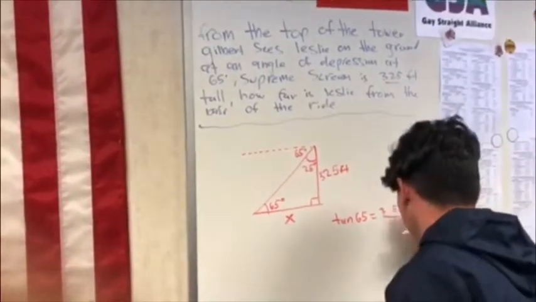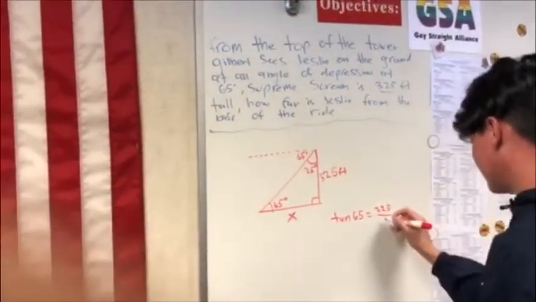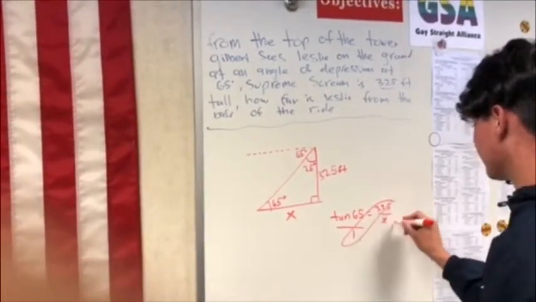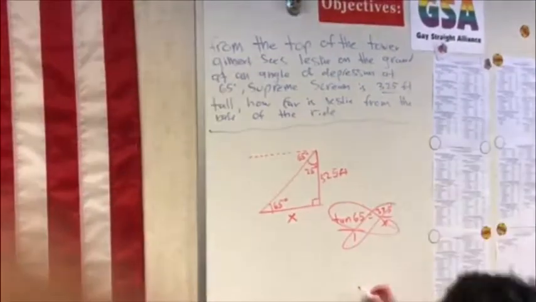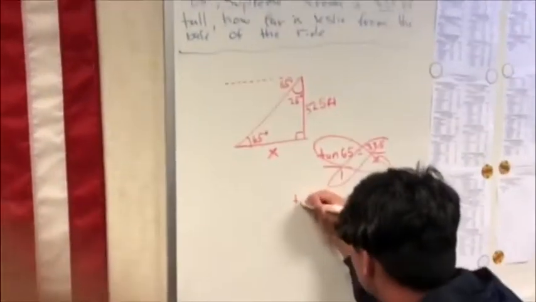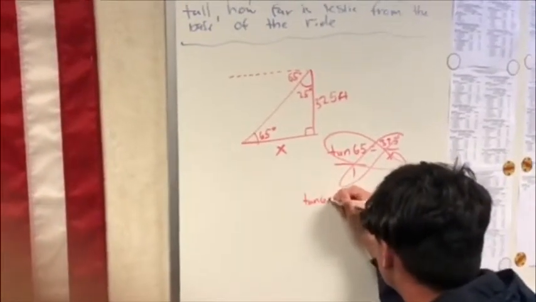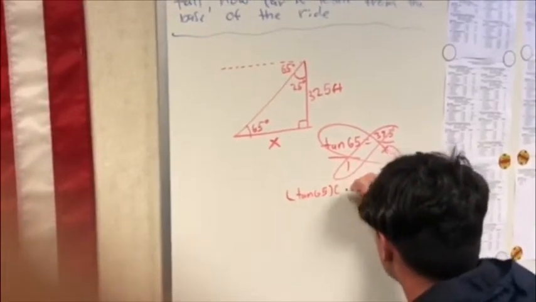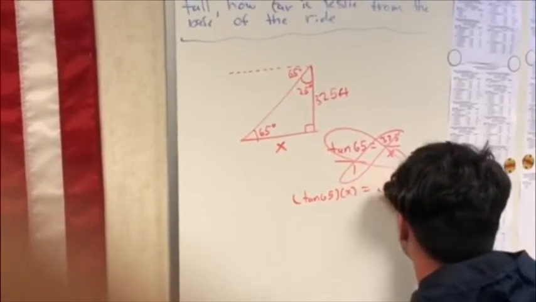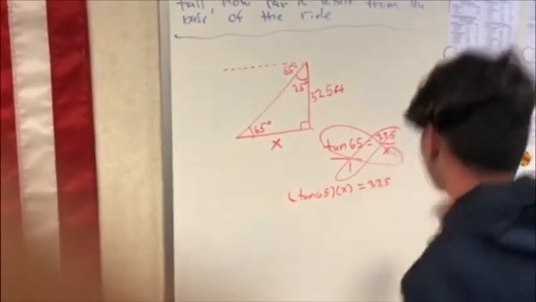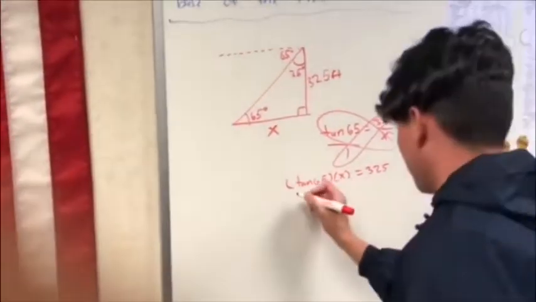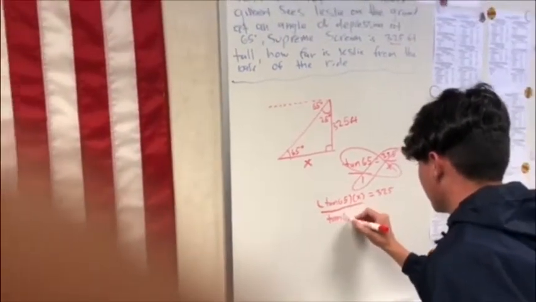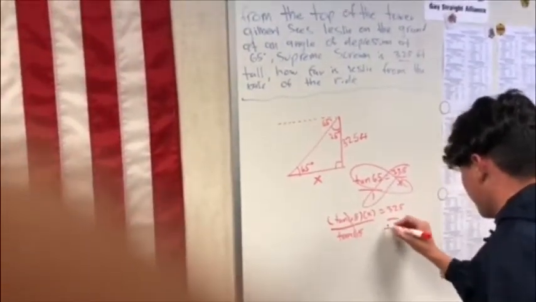And then we cross multiply, so we get tangent of 65 degrees times x equals 325, because 325 times 1 is equal to 325. So we get tangent of 65 degrees times x equals 325, and we're going to divide by tangent so we can isolate the variable, and we're going to get x equals 325 over tangent of 65, and that's going to be our calculator ready equation.